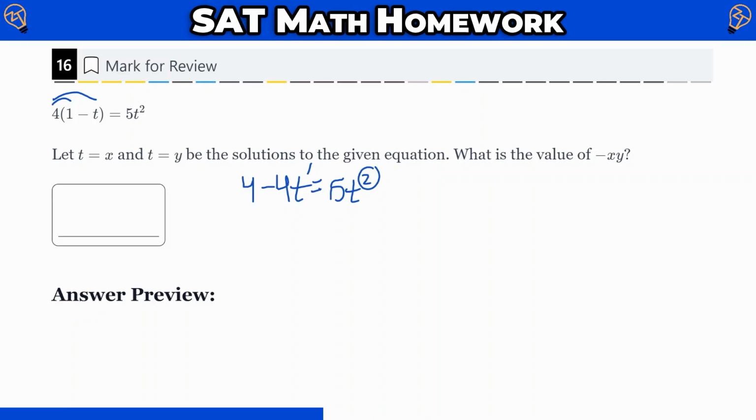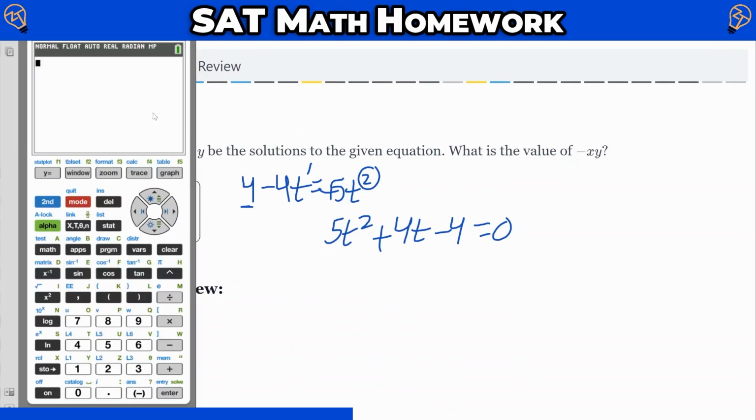I want to keep my leading term here positive. So I'm going to bring the 4t over by adding it over, and then I'm going to bring this 4 over by subtracting it. All that is equal to 0, and whether I put the 0 on the left side or on the right side doesn't make a difference. And at this point, you might be thinking, hey, look at this, it's a quadratic function. Maybe I could use the Quadratic Solver.